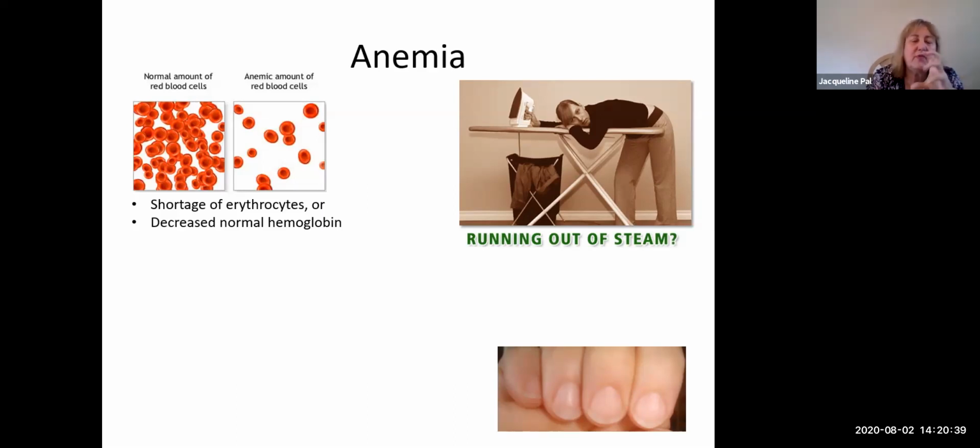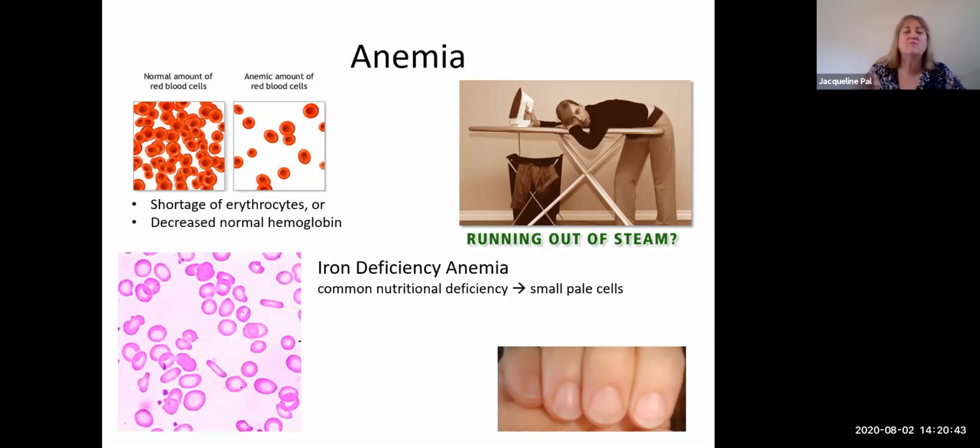So let's talk about the biggest categories of types of anemia. The one that is most common here in the United States is iron deficiency anemia. And it's a nutritional deficiency. You don't have enough iron. If you don't have enough iron, you can't carry enough oxygen.